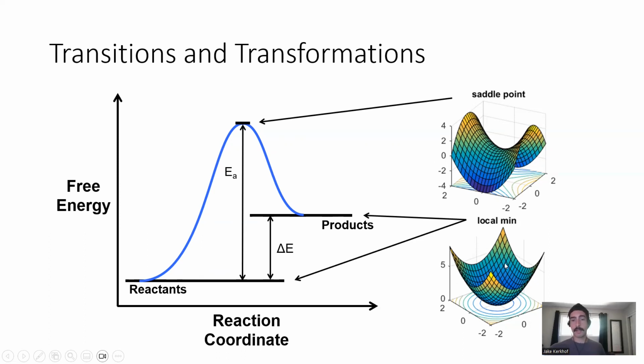The local minima for the reactants and products are calculated how I talked about last week, whereas the transition state is calculated a little bit differently due to its nature as a saddle point. And so there will be some other things that need to be done in order to get that state accurately.